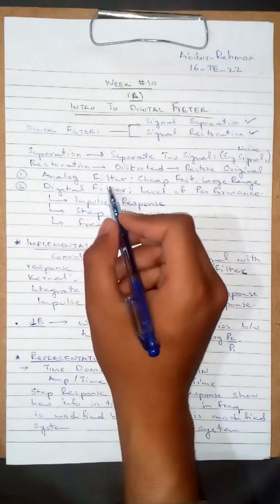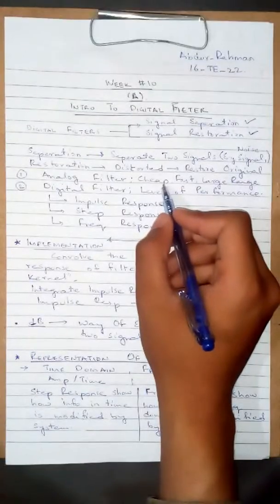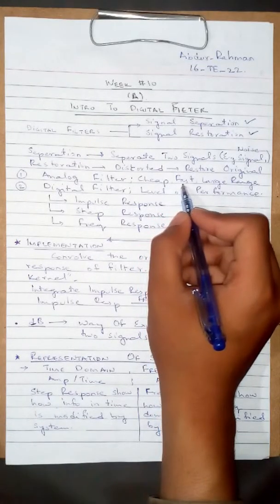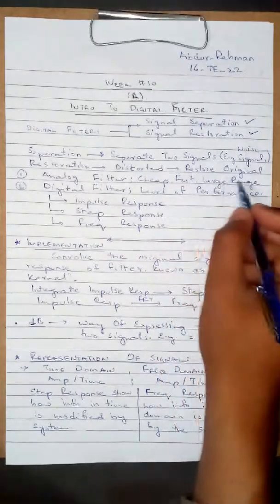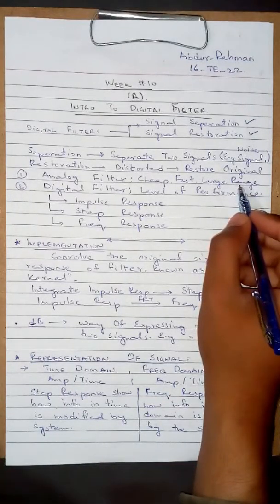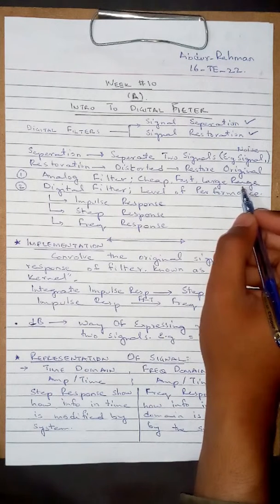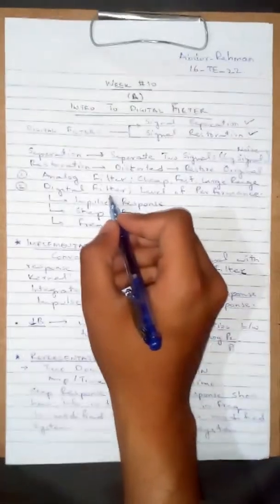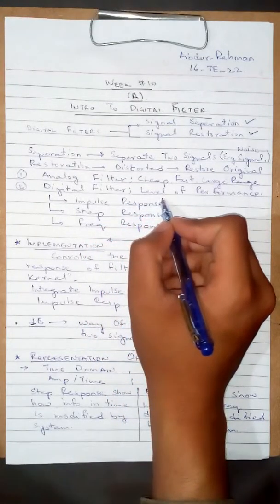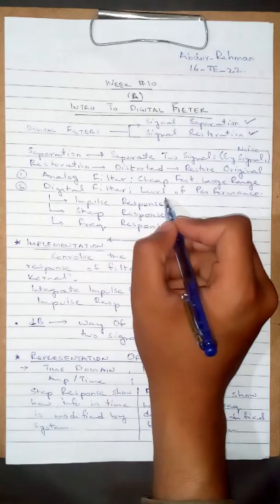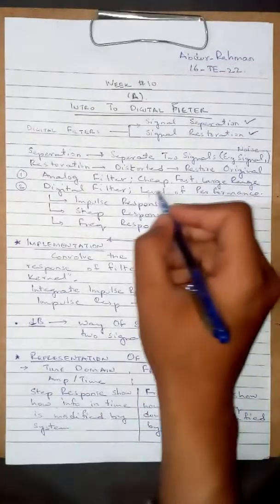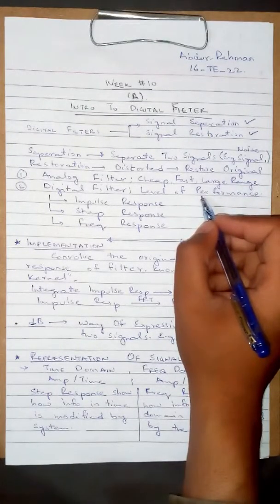So what are the properties of analog filter? Analog filter is cheap and it is fast in its action, and it has a large range in time domain as well as in frequency domain. On the other hand, our digital filter has a high level of performance. We can obtain better results using a digital filter.